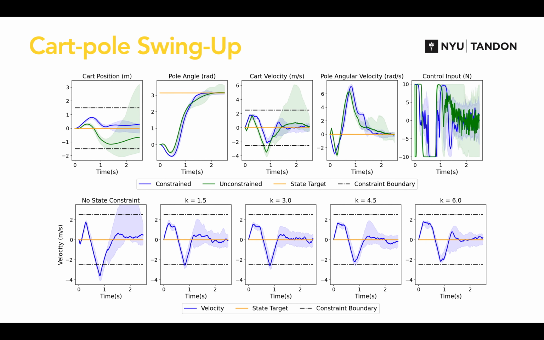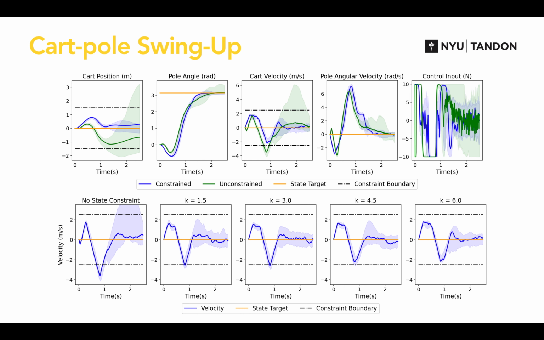We show the efficacy of our approach on a cart pole swing-up task, where the cart position and cart velocities are constrained to be within a region. We see that our learned controller is able to swing up and balance while respecting the constraints. Also, we see that as we increase the steepness of our state penalty, the velocity curve gradually retreats into the constraint boundaries.